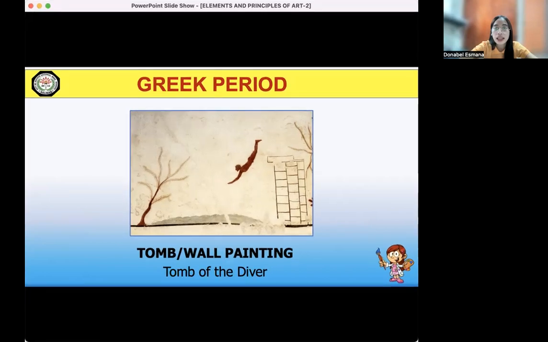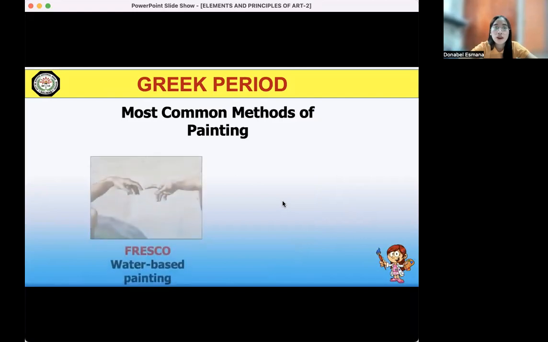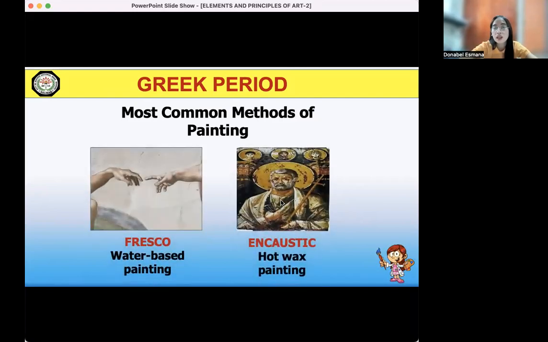And during this period, class, we have the most common methods of painting. We have two. Number one is fresco, and number two is encaustic. So what do you mean by fresco? Nakalagay dito sa fresco, tandaan lang po natin, water-based painting. And kapag encaustic, that is hot wax painting. So fresco class is a water-based pigments on a freshly applied plaster on walls. So ibig sabihin, ang tubig is used as the vehicle for the dry powder pigment to merge with the plaster.